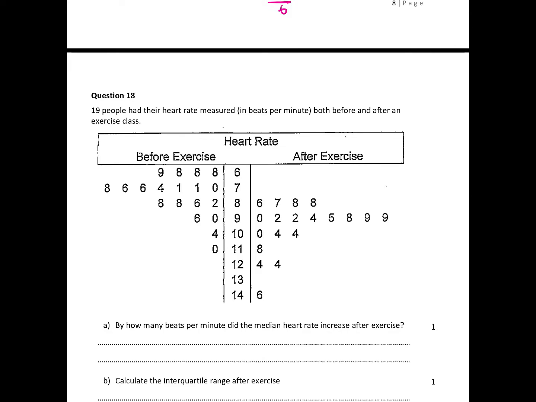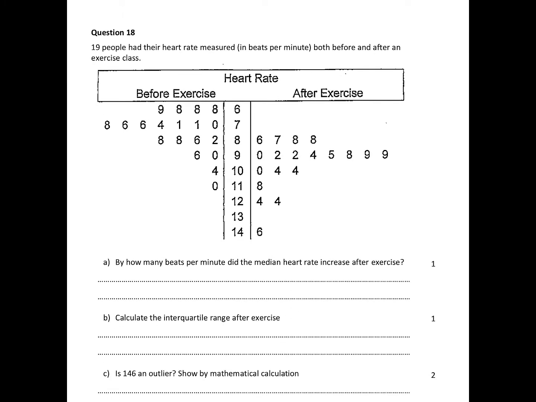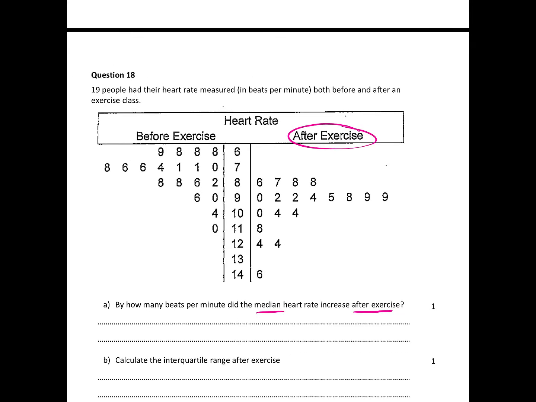Question 18. 19 people had their heart rate measured in beats per minute, both before and after exercise, before an exercise class. Okay, by how many beats per minute did the median heart rate increase after exercise? Okay, so I'm concerned with this section here. I know that there were 19 people, so if I wanted to find the median, I simply do n plus 1 divided by 2, so 19 plus 1 divided by 2, which is 20 over 2, so 10. What that means is 10 isn't the median, my 10th term is the median.